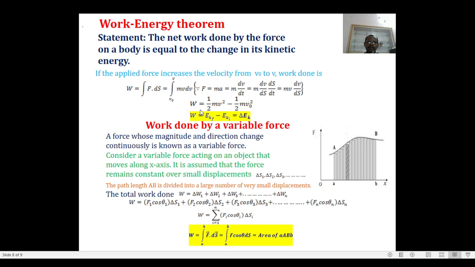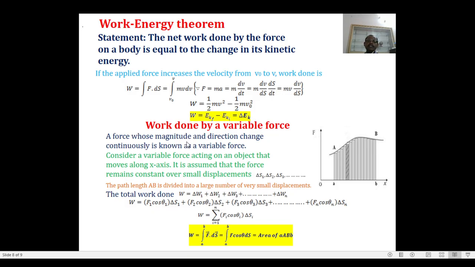Now integrate this term. W is equal to the integral of mv dv, which is half mv square. Substitute the limits, initial velocity v0 to final velocity v. Now W is equal to half mv square minus half mv0 square. This is the change in kinetic energy. Therefore work done is equal to final kinetic energy minus initial kinetic energy, which is equal to the change in kinetic energy.